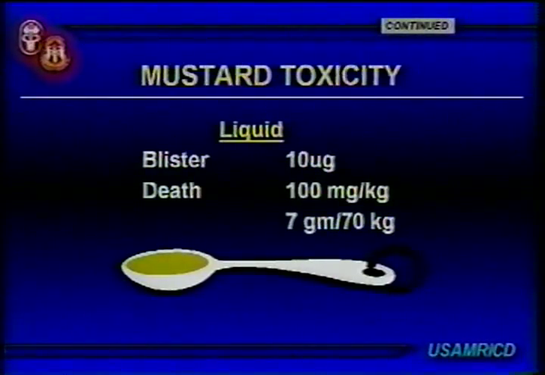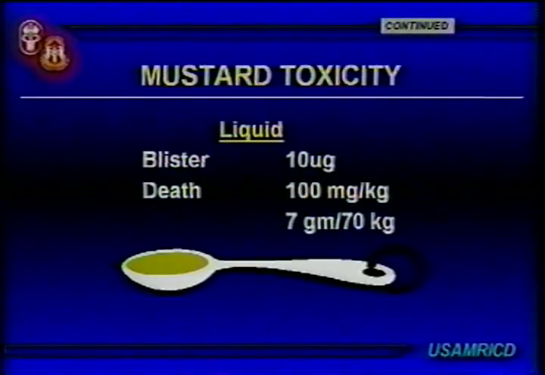Liquid, by comparison, you've seen some pictures of mustard already, and I'm going to show you more. But to raise just an insignificant little blister, like a poison ivy blister, it only takes 10 micrograms of liquid mustard. Let me remind you that a microgram is a thousandth of a milligram. Milligrams are pretty small to me already, but only 10 thousandths of a milligram of liquid mustard can at least raise a poison ivy type blister on the skin. An LD50 of liquid mustard on the skin is around 7 grams in your classic svelte 70 kilogram male, you know, something like me.